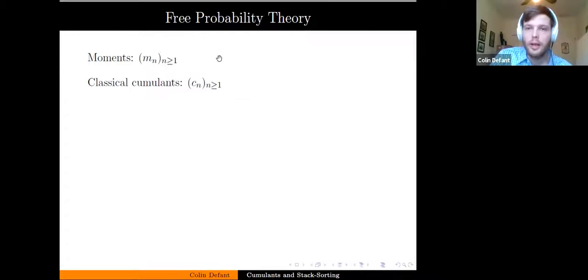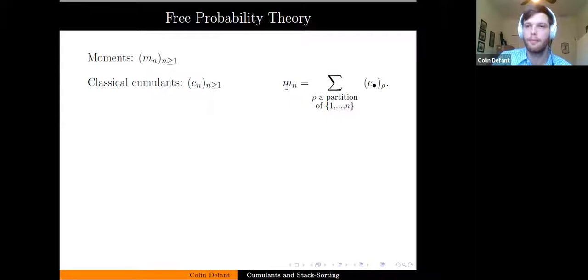These two sequences are related by this formula, which says that the nth moment is given as a sum of products of classical cumulants, where the sum ranges over all of the set partitions of the numbers from 1 to n. For every set partition rho, I take the sizes of the blocks of rho, plug them in for this dot, and take the product. This gives me a sum of products of classical cumulants. So certainly this tells you that the moments are determined by the classical cumulants. But in fact, the classical cumulants are also determined by the moments. There's a way of inverting this by using Möbius inversion in order to express the classical cumulants in terms of the moments.